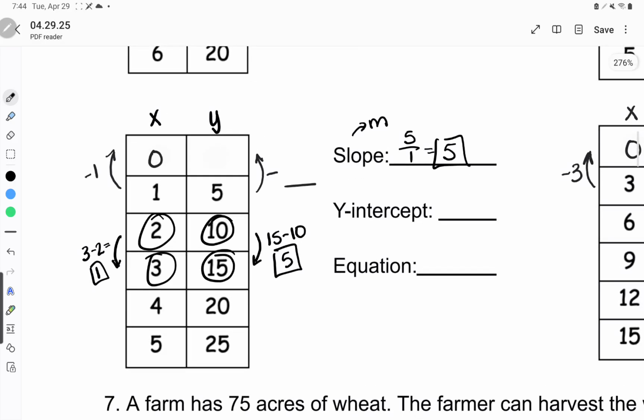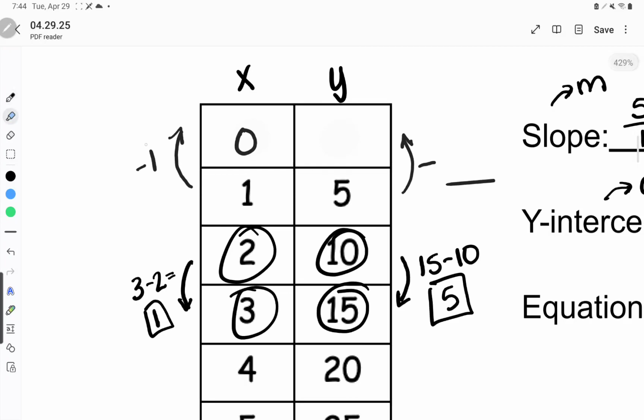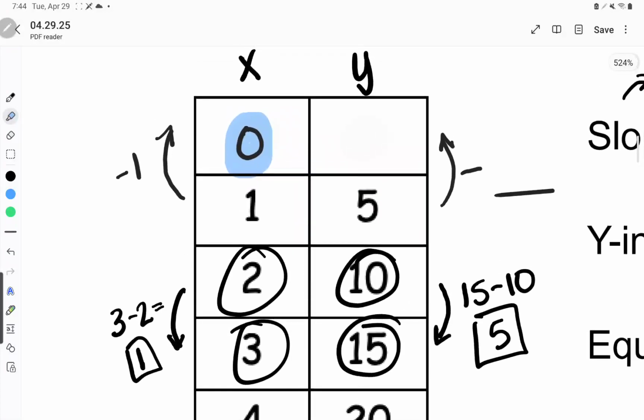Now, how do we find the y-intercept? Y-intercept is across from x equals 0. Well, if we look, we have x equals 0 right here, but we don't have a number for it. So I'm going to walk you through how to find this number. If you look, to go from 1 to 0, we would subtract 1. To move backwards from 1 to 0, we subtract 1.